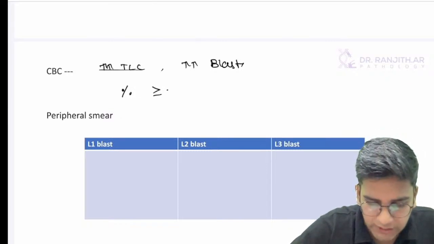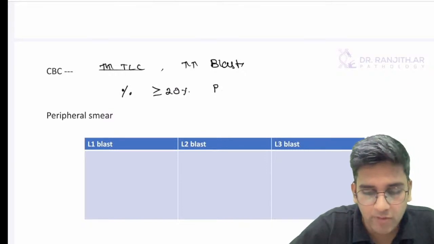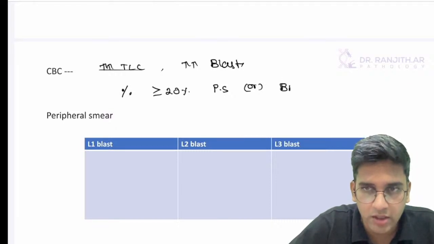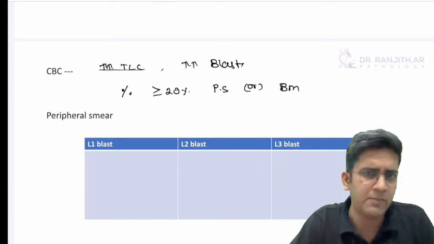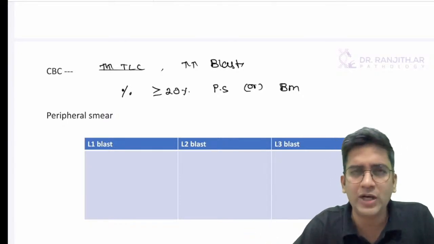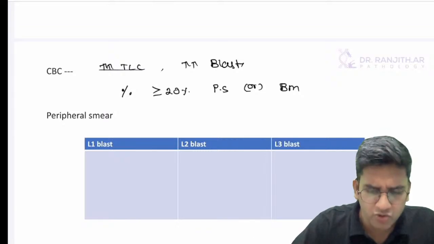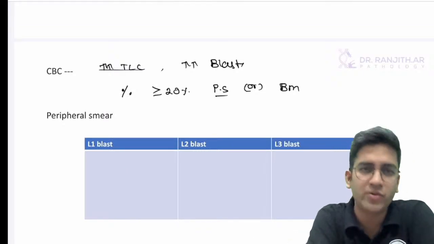If you have more than or equal to 20% blasts in your peripheral smear or bone marrow, either of them, we call it an acute leukemia. For any acute leukemia, I need to have more than or equal to 20% either in peripheral smear or bone marrow. Most of the time, peripheral smear should be more than enough for me. If it's not there, I go for bone marrow.